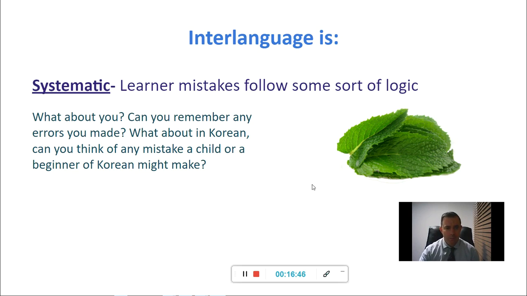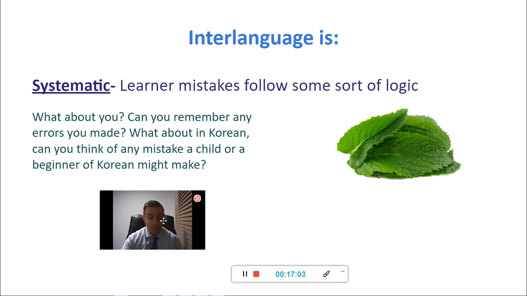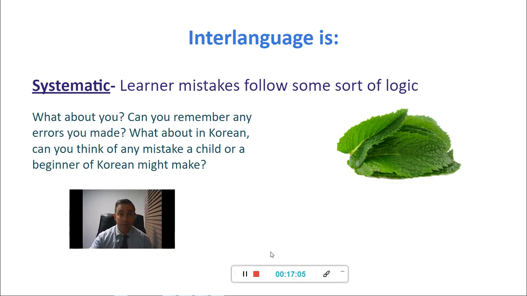What about you? Are there any errors that you made in English or in another language? What about in Korean? Can you think of a mistake a child or a beginner user of Korean might make? I mean, there's certainly plenty of examples. Just take a moment to think about it.